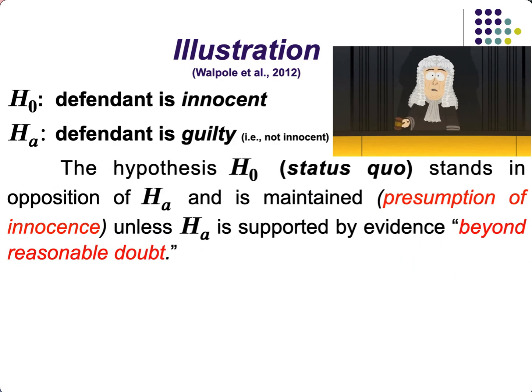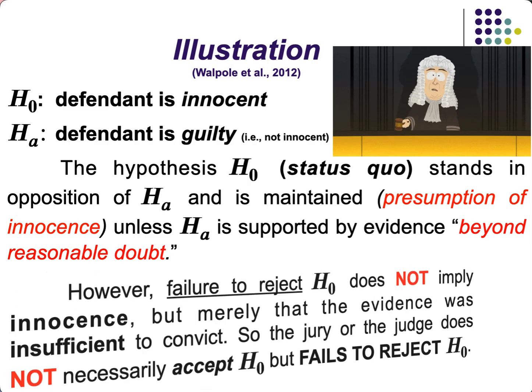The hypothesis H sub O, or the null hypothesis, which stands for the status quo in this case, stands in opposition of the alternative, which is being guilty, and this is maintained unless the alternative is supported by evidence beyond reasonable doubt. This maintenance of innocence is what we call in the law presumption of innocence, right? It's only going to be maintained unless there is enough evidence, which in law we have the term beyond reasonable doubt, that would say that there is enough evidence to say that he or she is guilty.